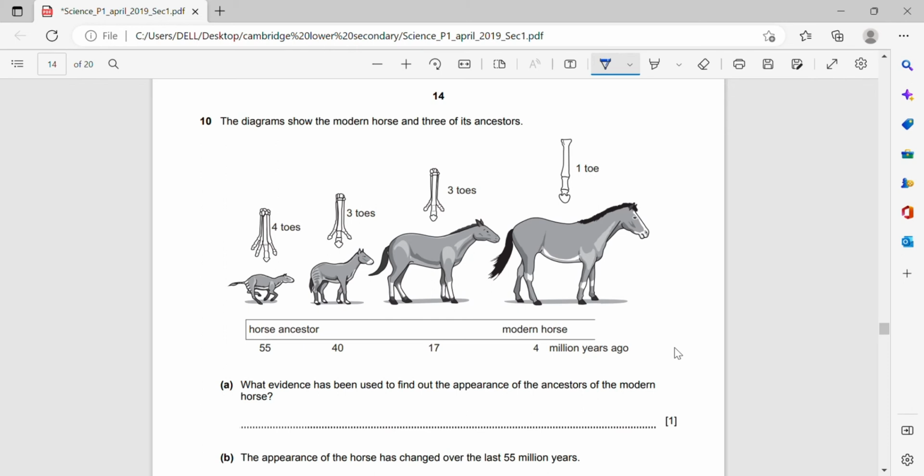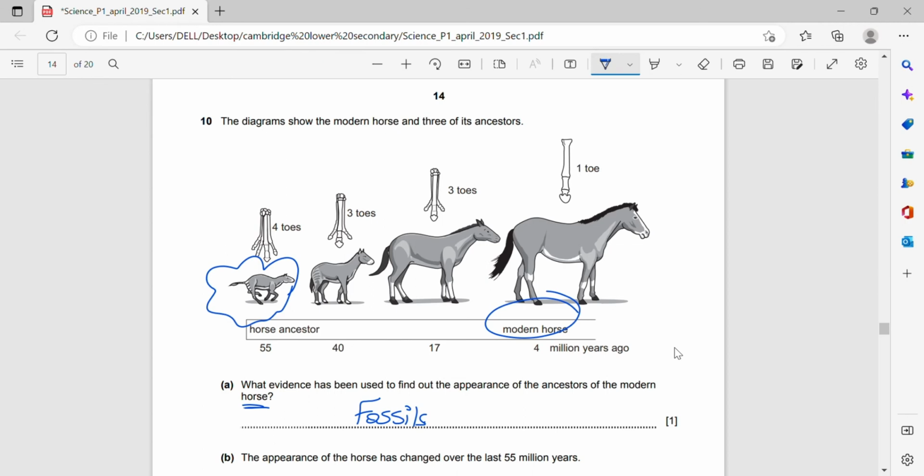The diagram shows the modern horse and 3 of its ancestors. So I have the horse ancestor, and I have the modern horse, and in between the horse ancestor and the modern horse. What evidence has been used to find out the appearance of the ancestors of the modern horse? How do we know that the modern horse looked like this a long time ago? Through what? Great, through fossils.